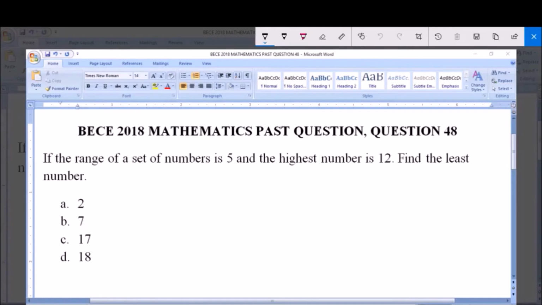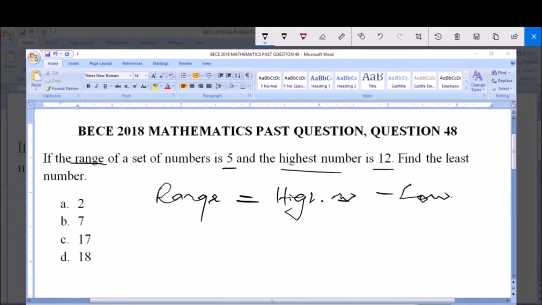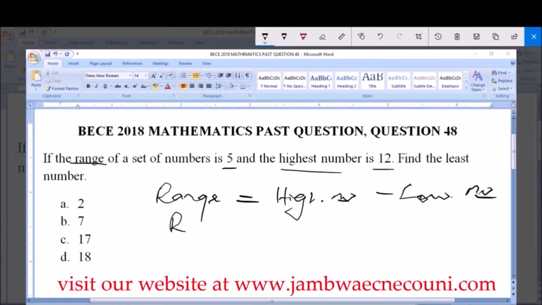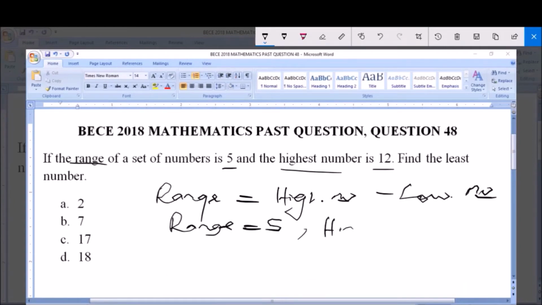If the range of a set of numbers is 5 and the highest number is 12, find the least number. A 2, B 7, C 17 and D 18. Now we're given that the range of a set of numbers is 5 and that the highest number is 12. Like we know, range of a set of numbers is given as the highest number minus the lowest number. Now we have that the range is equal to 5 and the highest number is equal to 12. We are asked to find the least number.